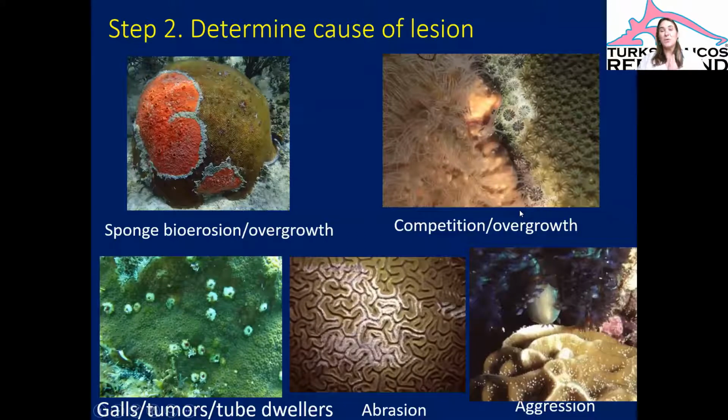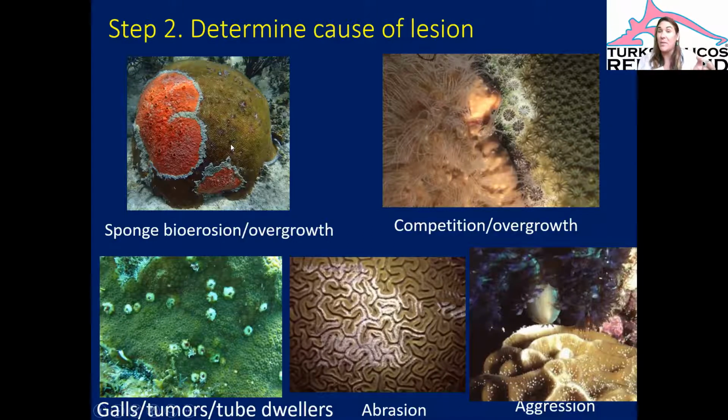So we've now determined that it is a lesion, it is not bleaching. Okay? So now we need to determine what the cause of that lesion is. Sometimes it's pretty obvious. You may see this type of sponge overgrowth, which causes bioerosion. This is Cliona delitrix, I think. It's a type of Cliona. It's an encrusting sponge, and you can tell that it's a sponge. It's got these valves, and it's just working its way and slowly engulfing a coral colony.